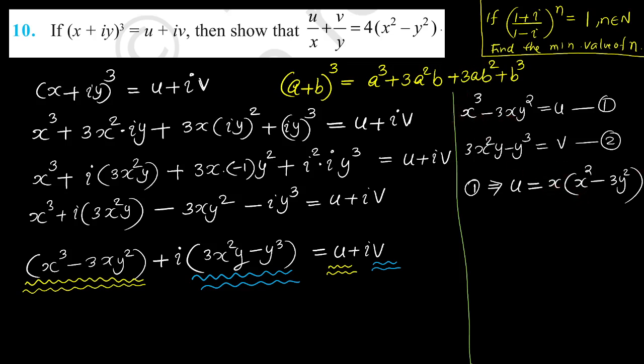Why do I take 1x outside? Because I want u by x. This x can be taken to left hand side. So I get u by x as x square minus 3y square. Is that okay? Clear?